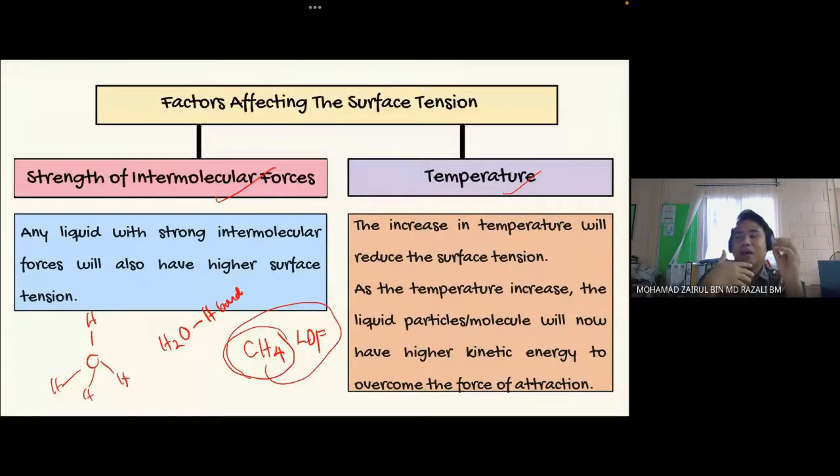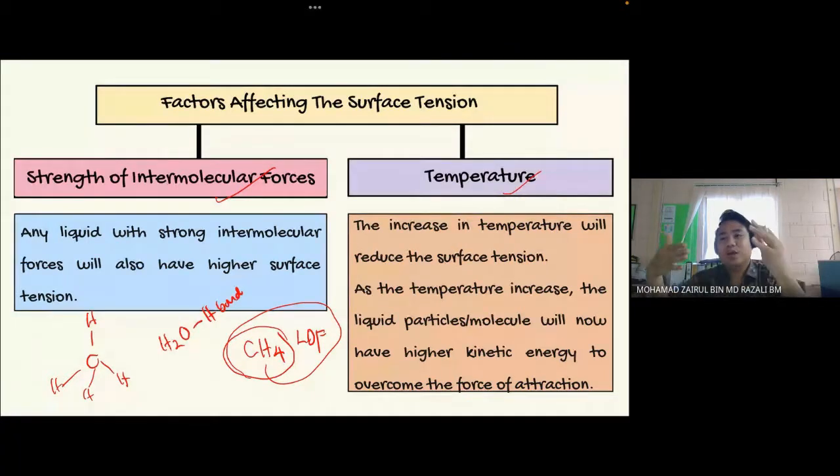Sebab tu kalau awak basuh baju guna sabun dan awak basuh guna air panas, dia akan lagi bersih baju awak tu. So kalau air panas, temperature meningkat. Maknanya intermolecular forces tu weaker. Dan awak letak sabun, dia akan kacau sikit intermolecular forces tu. So senang air tu nak masuk dalam baju tu, so dia keluarkan semua dia. Sebab itulah kita basuh baju guna sabun.